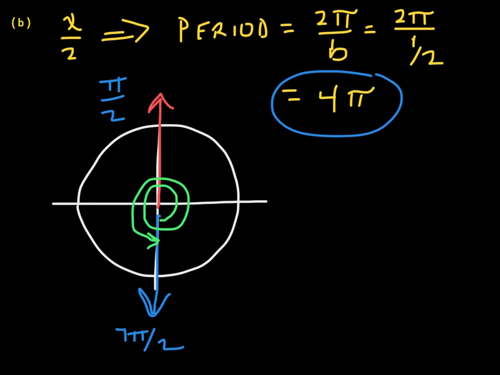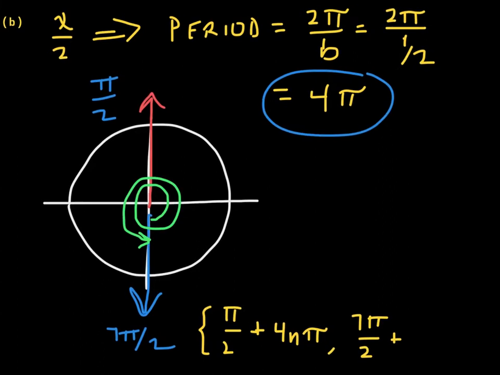So these are our solutions. We're going to write our final answer like this, in set notation: pi over 2 plus multiples of the period, so it'll be 4n pi, where n is an integer, okay? And the other solution will be 7 pi over 2 plus 4n pi. There's our final answer. All right, everybody? Cool. Let's look at the next example.